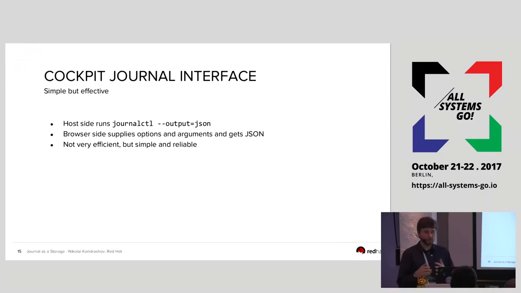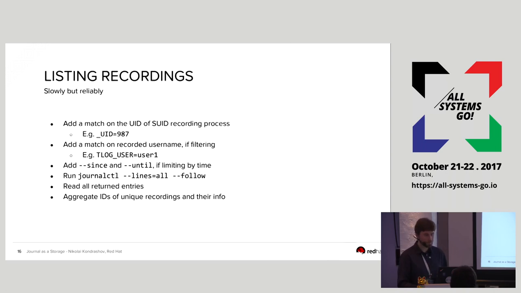So Cockpit uses a very basic interface to access the journal, which nevertheless is reliable and, well, efficient enough for our purposes so far. Basically it runs journalctl on the host, asks it to output all the entries in JSON, and the code in the browser supplies it with various options to do the things that we need.